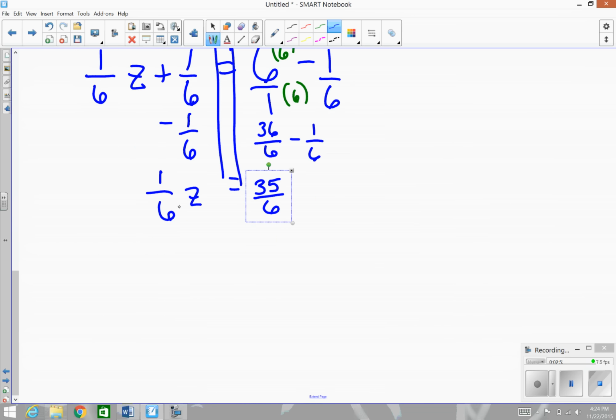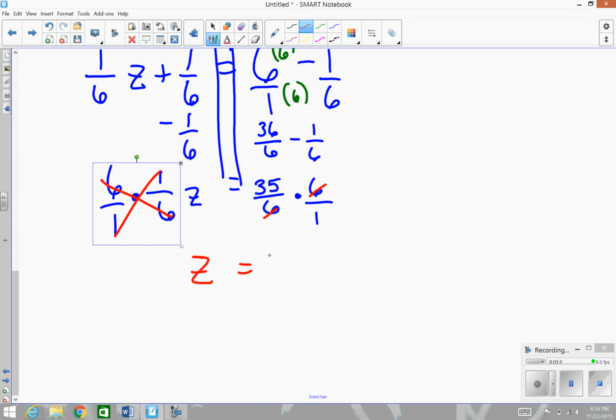Now there's a couple ways to think about this. But we know that when there's a fraction in the coefficient, or we're multiplying by the fraction, the opposite is to divide by the fraction, and we want to keep change flip. So we want to flip that over and multiply. Flip it over and multiply. And what's nice here is that these cross cancel. These cancel. We get z equals 35/1, which is 35. Okay, so that's our solution.